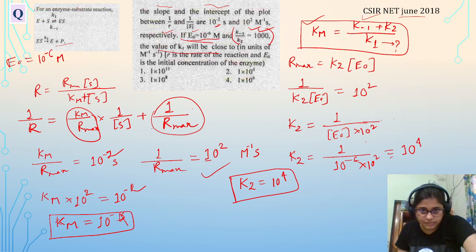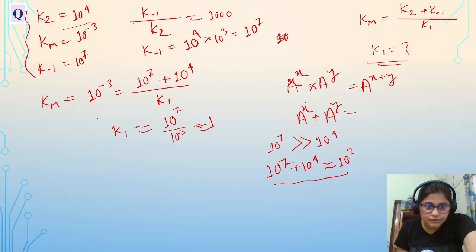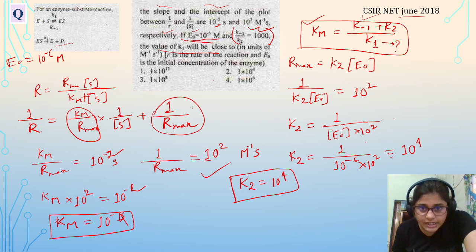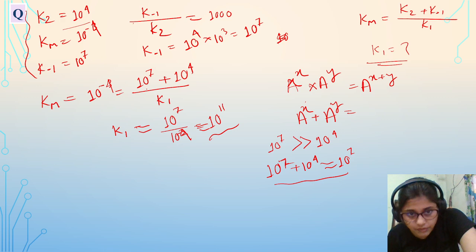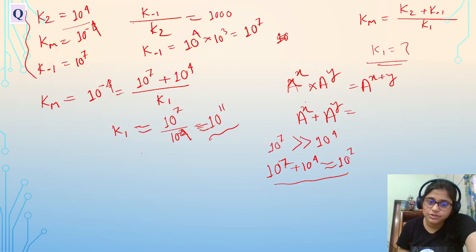Okay, correct it. So it was 10 to the power minus 4. So 10 to the power minus 4 means this will be 10 to the power minus 4. The value is 10 to the power minus 4, so this minus 4 will be there and 10 to the power 11 will be the answer. So in the question, 1 into 10 to the power 11, option number 1 will be correct.